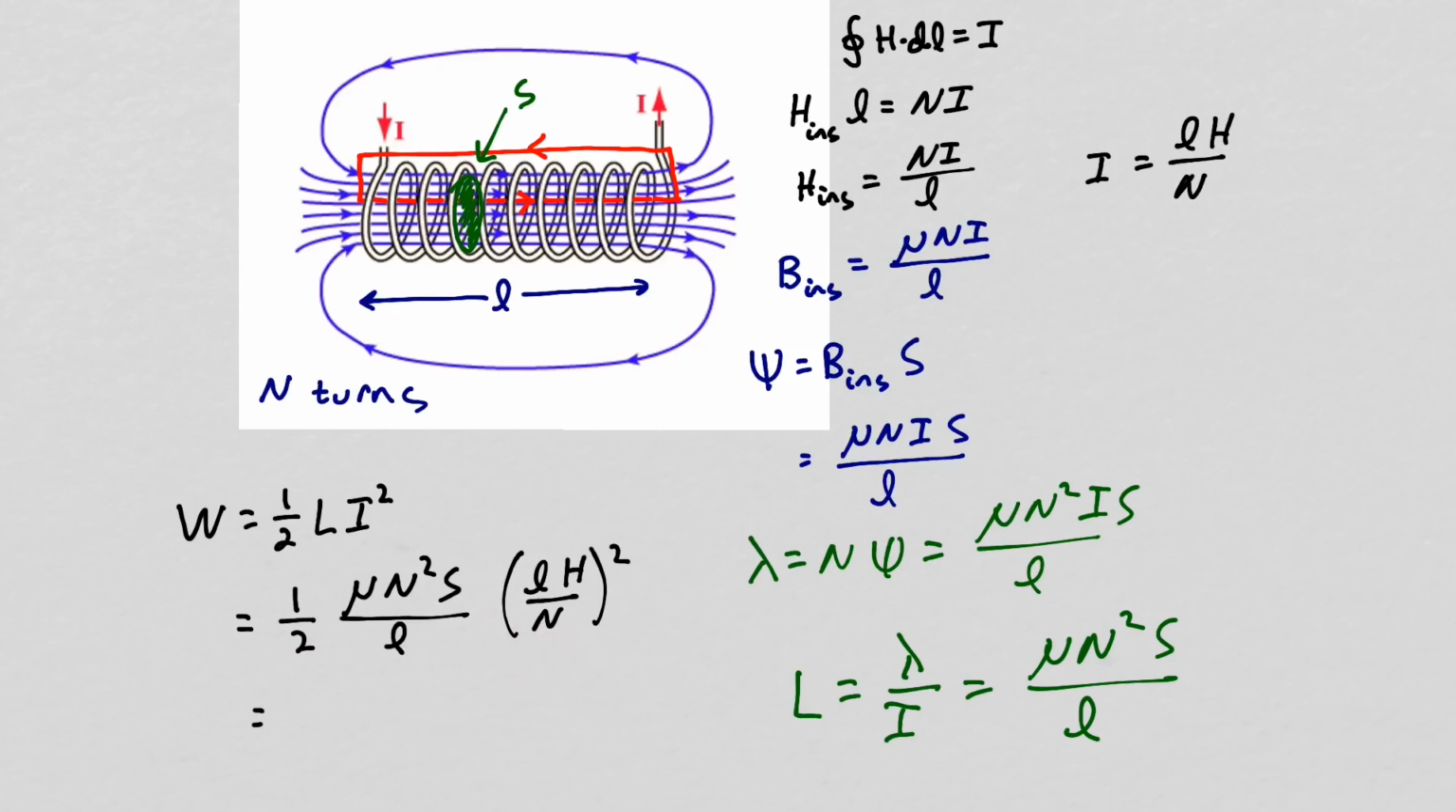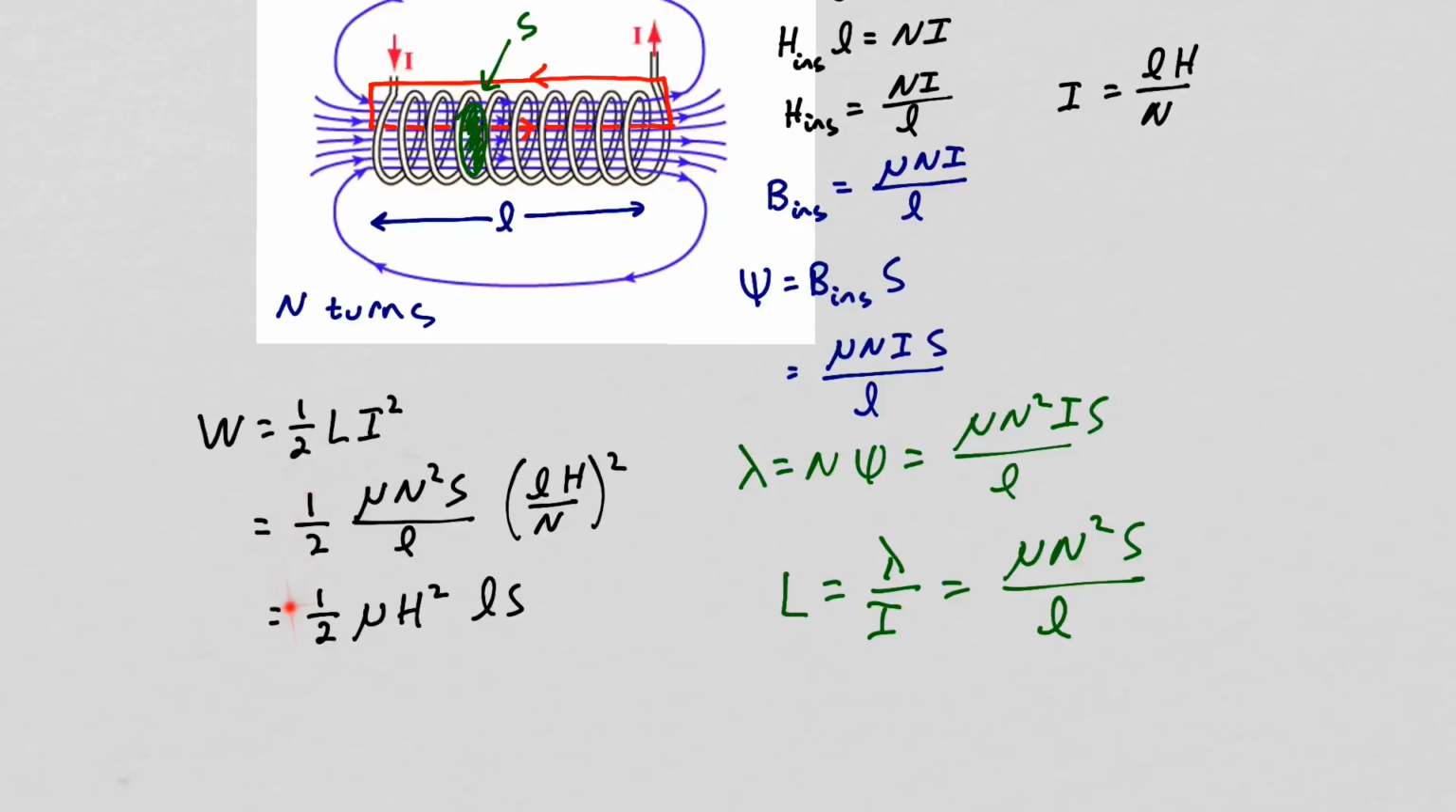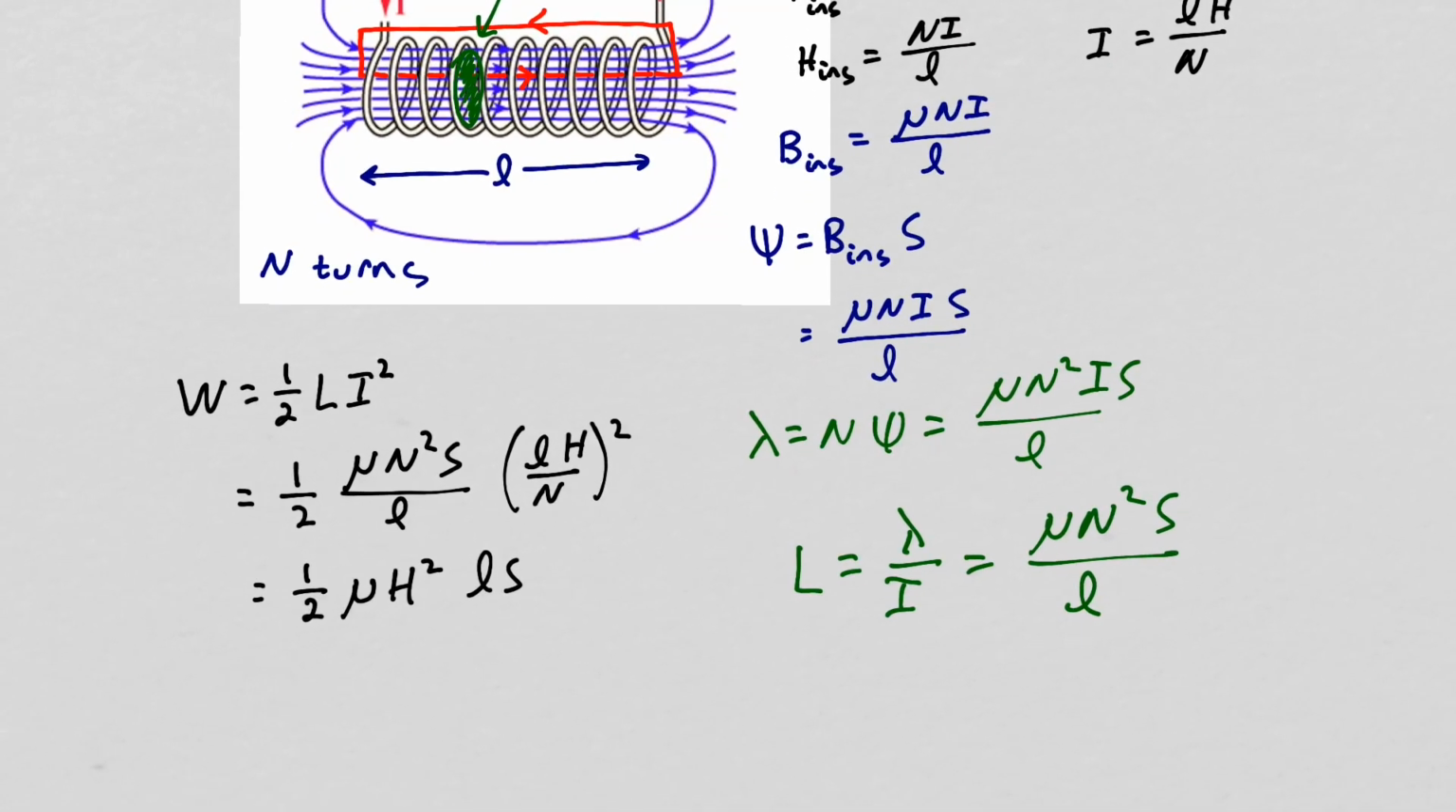L squared over L gives us an L. We have an S, and we'll have an N squared over N squared that cancel. So L times S, the length of the coil times the cross-sectional area, is just the volume of the inductor. So this 1/2 mu H squared is the energy density inside the inductor, which I'll designate as lowercase w sub m. So the energy density in a magnetic field is 1/2 mu H squared.